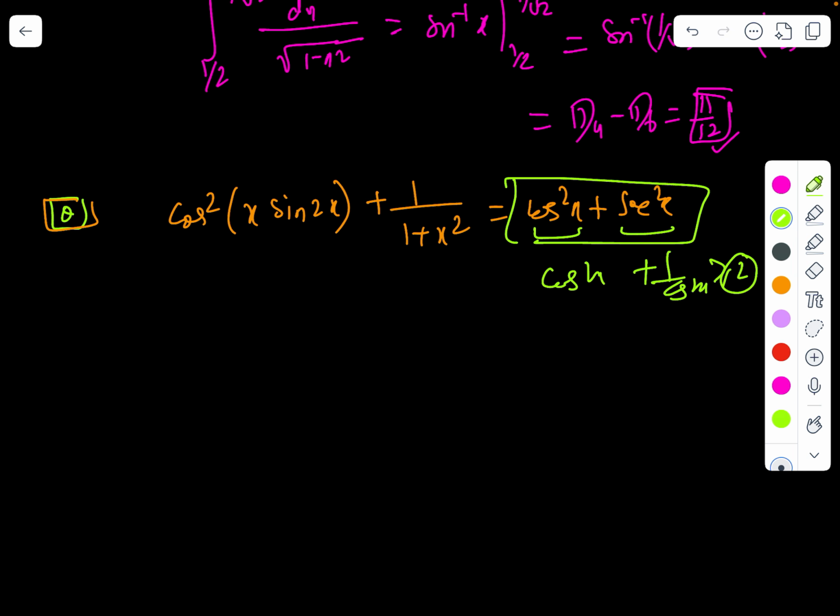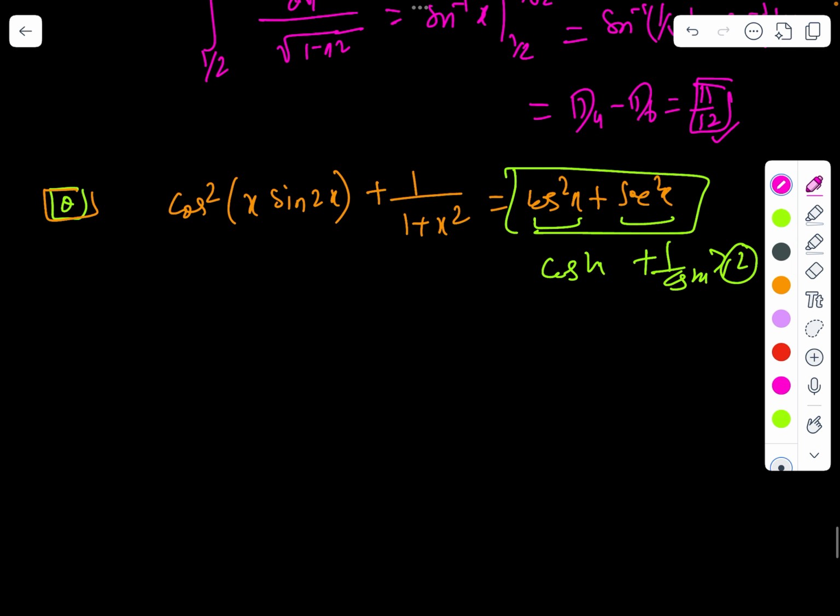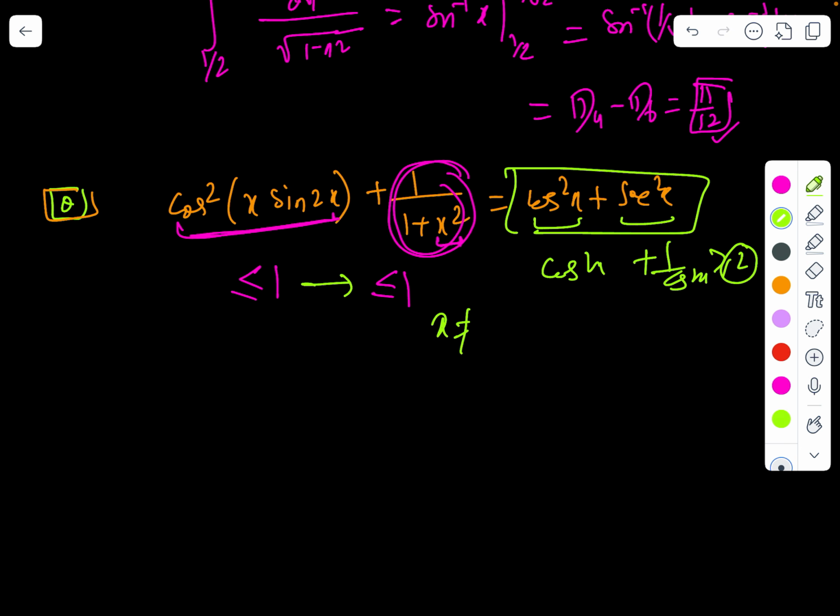What about LHS? Now you can see this quantity will definitely be a fraction, and this quantity cos square something will definitely be less than or equal to 1. So this guy is less than or equal to 1, and if x square is non-zero, this will be strictly less than 1, right? So the only way to have both equal is... if x is anything non-zero, then RHS is going to be more than 2, but LHS is going to be definitely strictly lesser than 2.